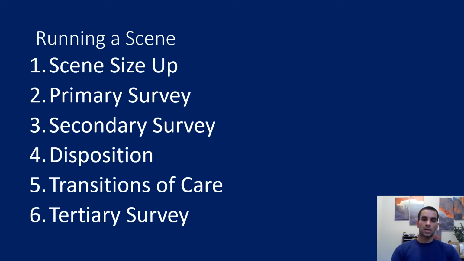So patient assessment in the field is one of the most fundamental things, and it involves really 6 items, of which you're going to do the first 5 in the field, but I want you to understand what the 6th one is. So that's scene size up, primary survey, secondary survey, disposition, transition of care, and then later the patient will eventually get a tertiary survey, and I'll explain what that is and why it's important.